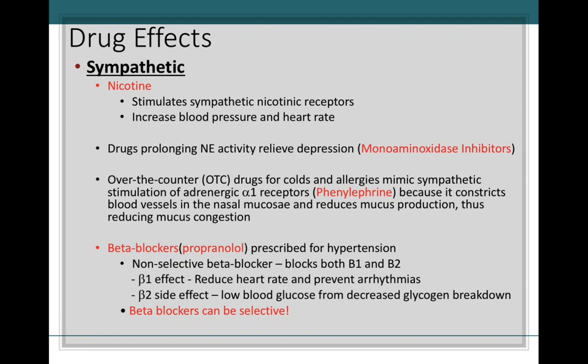This drug has a very similar mechanism of action as neostigmine. Phenylephrine is our next drug that's going to affect the sympathetic nervous system.